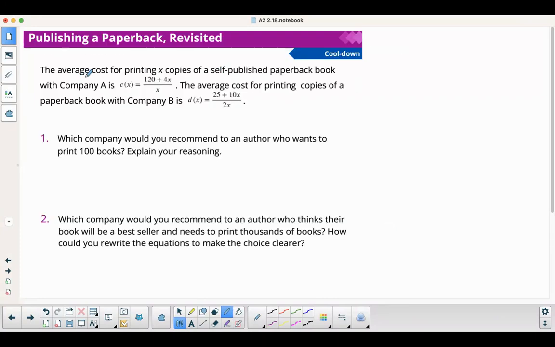All right. So cool down. Average cost of printing X copies of a self-published paperback book with company A is given by this function. Average cost for printing copies of paperback with B is given by this function. Which company would you recommend to an author who wants to print 100 books? So I'm just going to plug in the 100 for X. So I'm going to find C of 100.